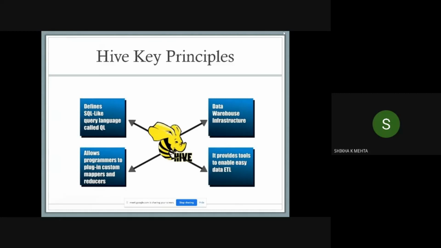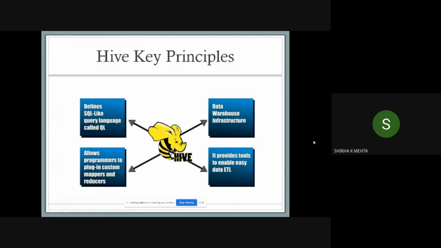Along with that, like in Pig, we also have an option that if the operators are not available in Hive, then we can write user-defined functions. Here also, programmers are provided plugins for custom mappers and reducers. That means you can create your own mappers as well as reducers, include them in your Hive, and then work upon them.